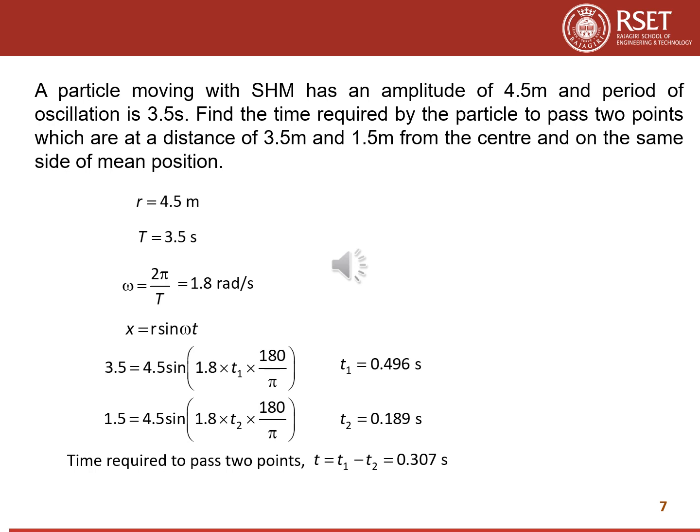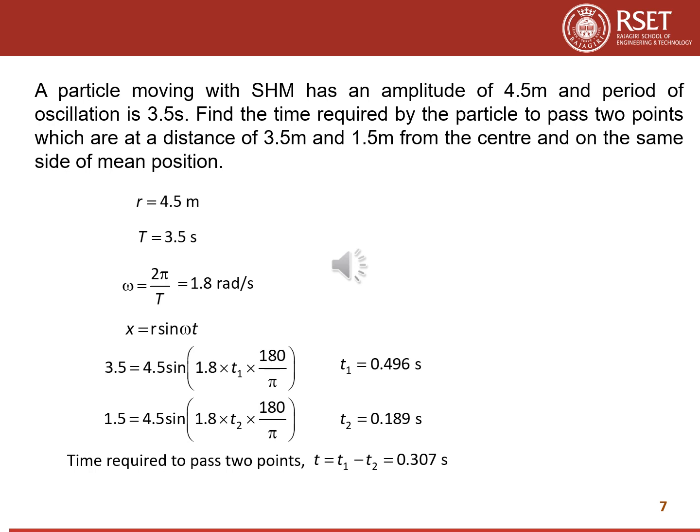Now it is given that amplitude is 4.5. We are representing amplitude by R. So R is 4.5 meters. The time period is given as 3.5 seconds. Now we know that from the equation of time period, T is equal to 2 pi by omega. So your constant angular velocity omega will be equal to 2 pi by T, which will be equal to 1.8 radians per second. Now we have the equation x is equal to R sine omega t.